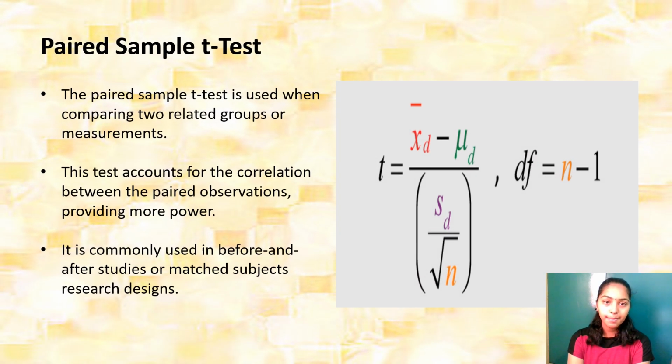The paired sample t-test. The paired sample t-test is used when comparing two related groups or measurements. This test accounts for the correlation between the paired observations, providing more power. It is commonly used in before and after studies or matched subjects research designs.